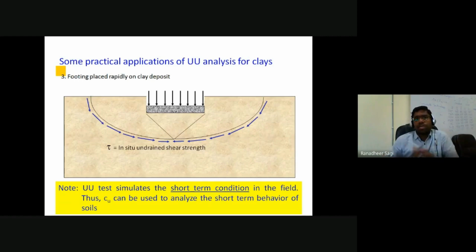Because on a long-term basis, complete drainage might have taken place from the soil, and if excess pore water pressure dissipation has happened, automatically the shear strength of the soil in the drained condition would be different from that in the undrained condition. In the undrained condition, the effective stresses developed in the soil would be lesser, and obviously the strength of the soil is going to be lesser. So it depends on when and how you want to understand the characteristics of your soil.